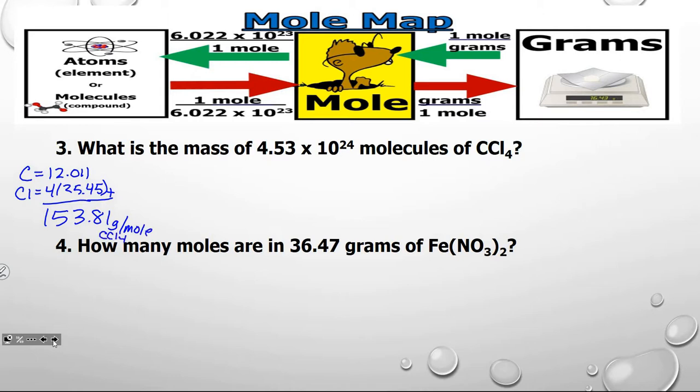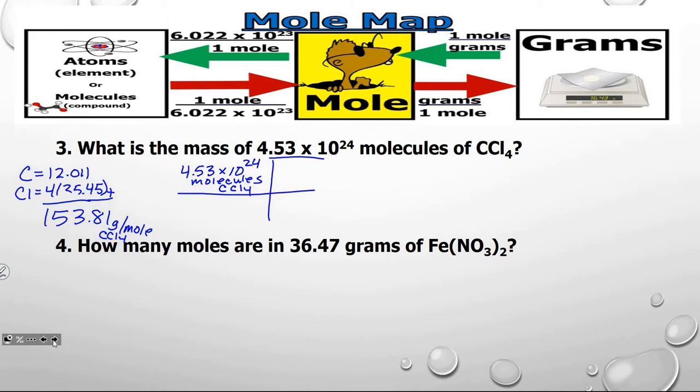Okay, so now I can go ahead and start with what they gave me, which is this. So 4.53 times 10 to the 24th molecules of CCl4. And I end up doing it like this because otherwise it takes forever. I write it on top of each other. This is where my pet peeve comes in. They shortened mole by taking the E off, but they didn't shorten molecule. That makes me crazy. So it's all right.